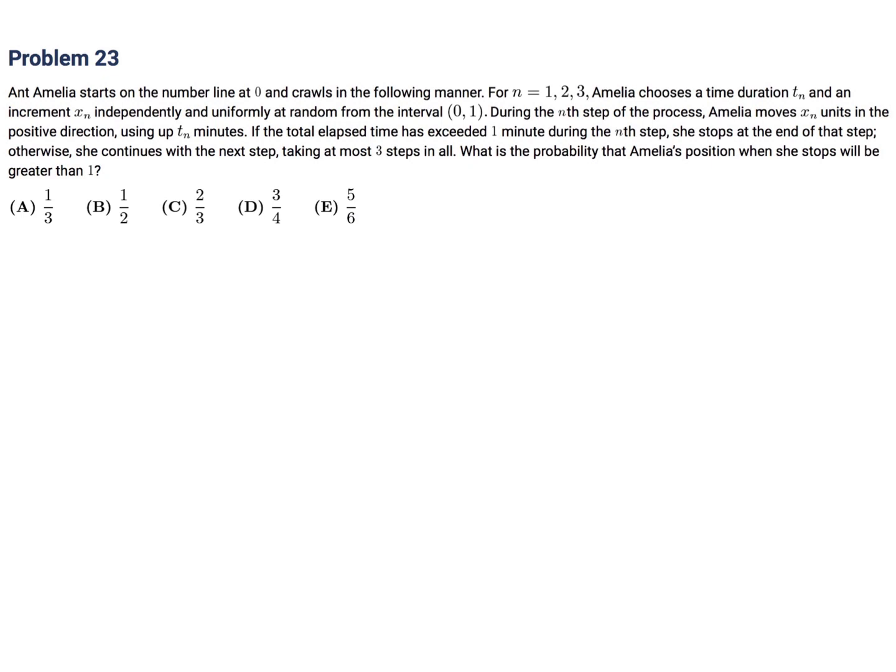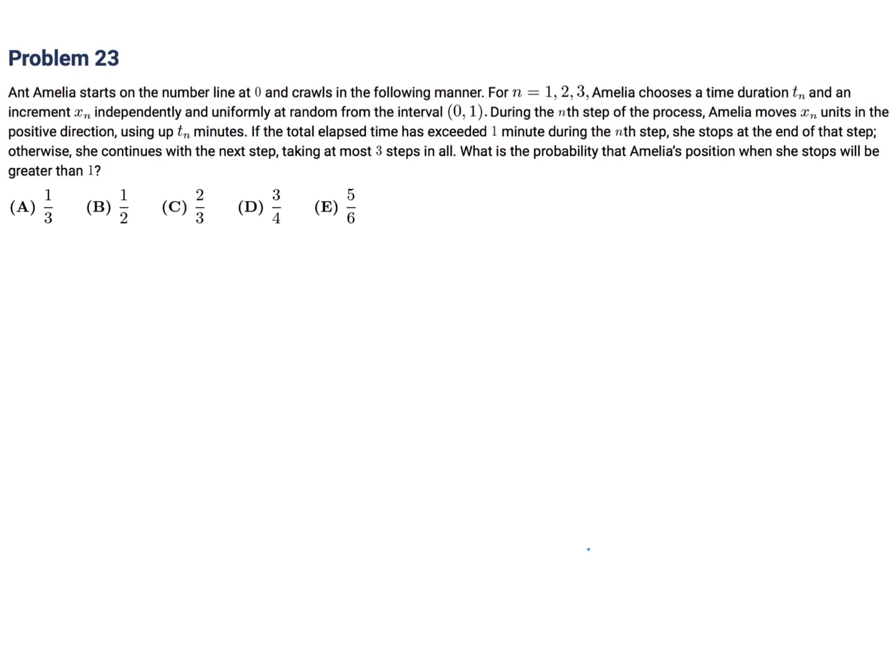Problem number 23. An ant, Amelia, starts on the number line at 0 and crawls in the following manner for n = 1, 2, 3, and so on. Amelia chooses a time duration tn and an increment xn independently and uniformly at random from the interval 0, 1. During the nth step of the process, Amelia moves xn units in the positive direction, using up tn minutes. If the total elapsed time has exceeded 1 minute during the nth step, she stops at the end of that step. Otherwise, she continues with the next step.